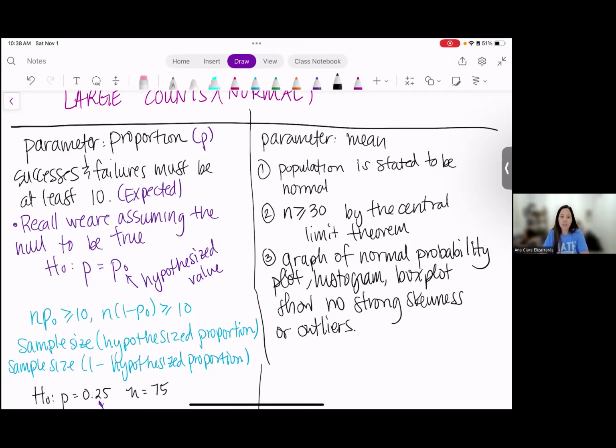So next up, what we're going to do is look at calculating test statistics for these two different hypotheses.